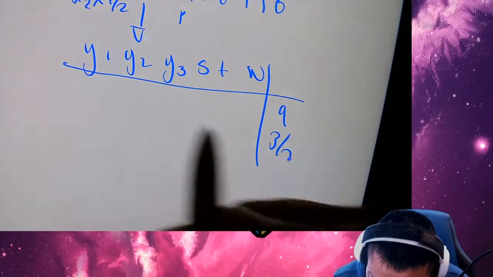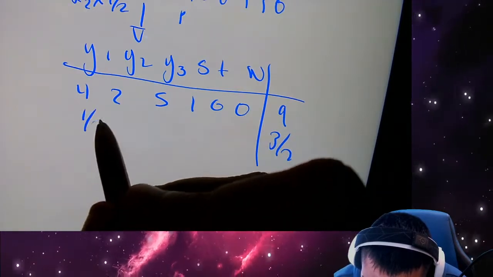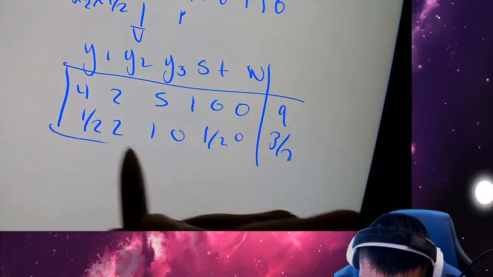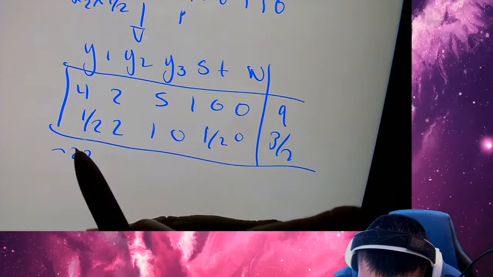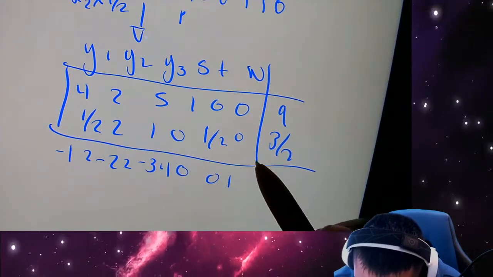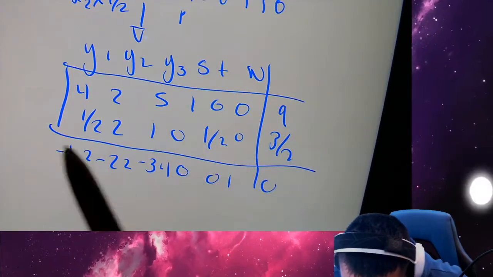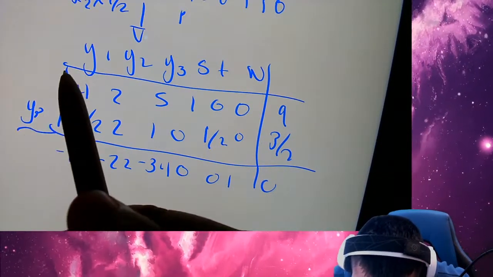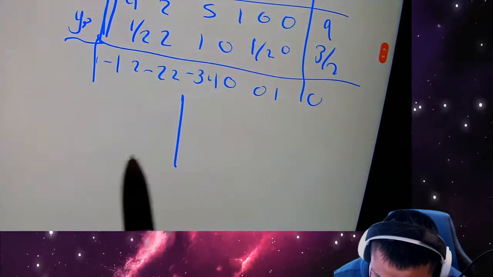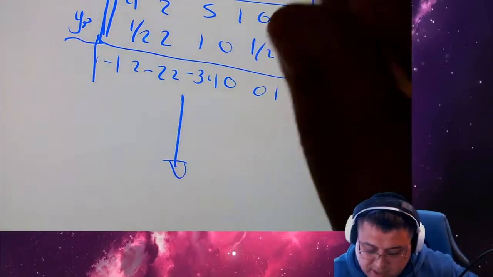We go 4, 2, 5, 1, 0, 0, then 1/2, 2, 1, 0, 1/2, 0, and this is negative 12, 22, negative 34, 0, 0, 1, 0. So if this is our pivot, this will be Y3 right now. And then we want to get rid of the top and the bottom. To get rid of the top, we multiply this by -5 and add up.